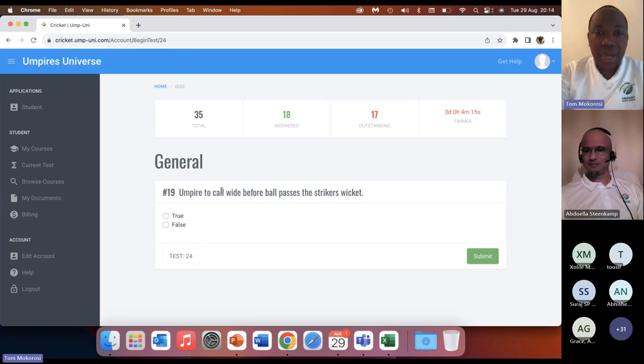Next statement: the umpire to call wide before the ball passes the striker's wicket. True or false, please, Abdullah? Najwa Omar, can you unmute your microphone? Evening all. So the answer is false. That's correct, Najwa. We need to wait until the ball has passed the striker's wicket before we call wide.